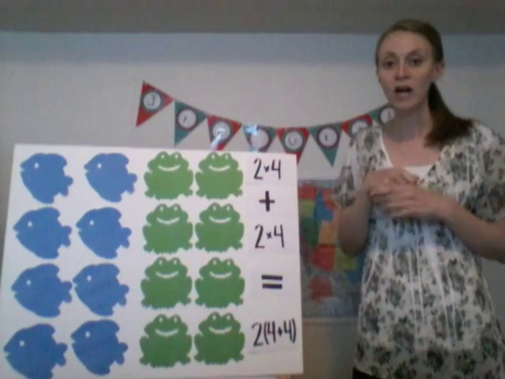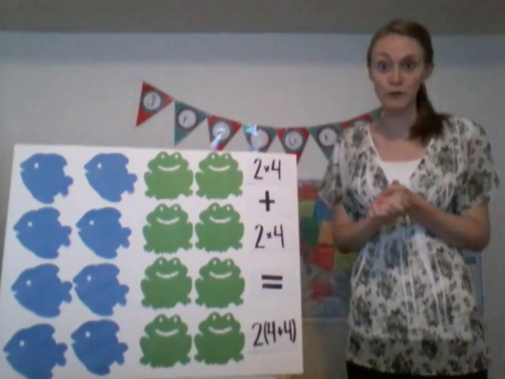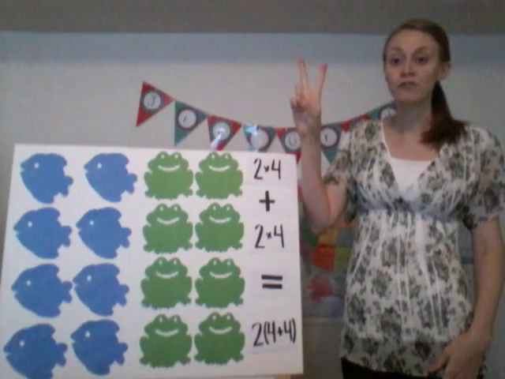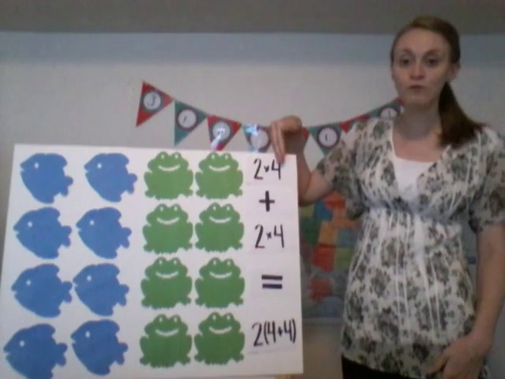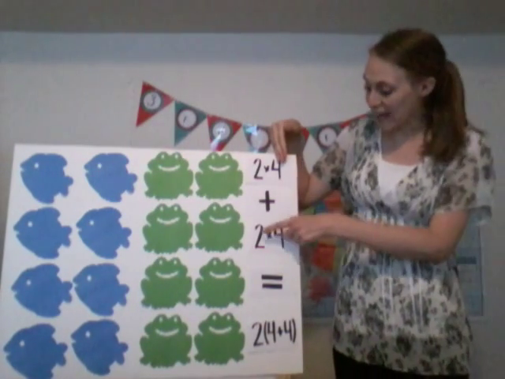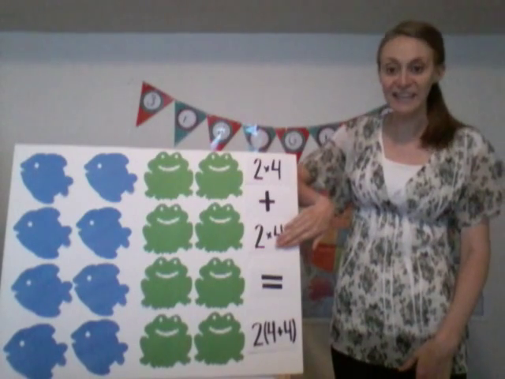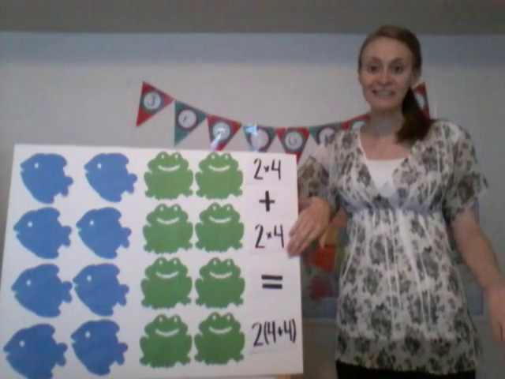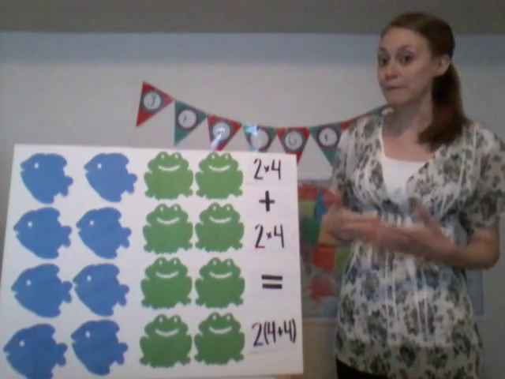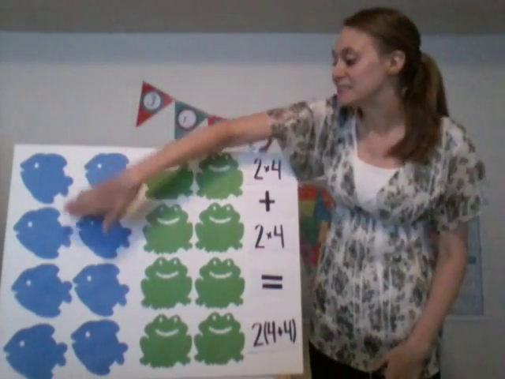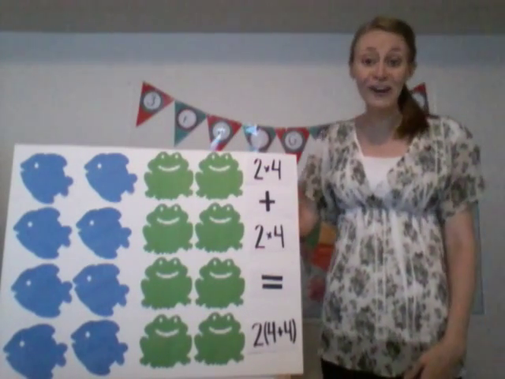2 times 4. Well, I know my 2's multiplication song. Remember, it's a twinkle, twinkle, little star. 2, 4, 6, 8. So I know that 2 times 4 is 8. Well, I have another 2 times 4. So I have 8 plus 8. And I know that 8 plus 8 equals 16. So boys and girls, that means that I will have 16 total frogs and fish for my pond.